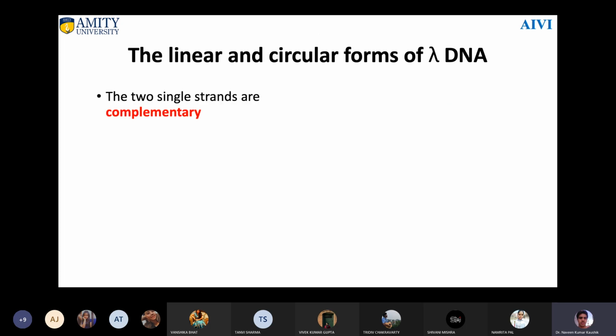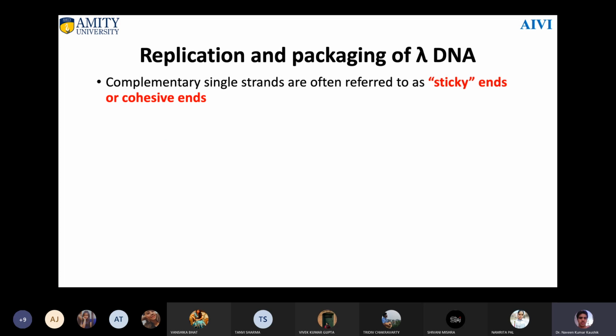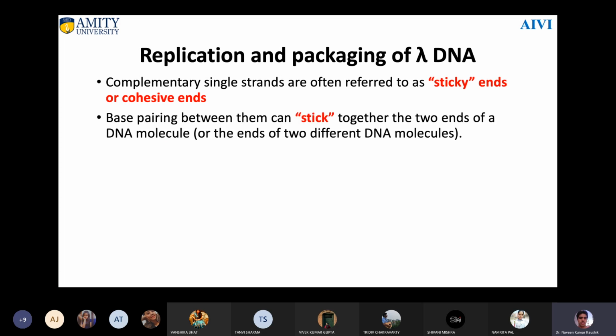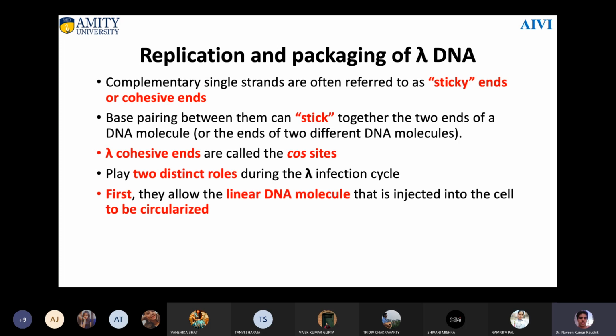So this cohesive end plays a critical role, as I mentioned, when we are talking about packaging. Complementary single strands are often referred to as sticky ends, and the cohesive ends base pair with each other and stick together. The two ends of the DNA molecule become circular in shape. These cohesive ends are also called cos sites. They play two distinct roles during lambda phage infection.